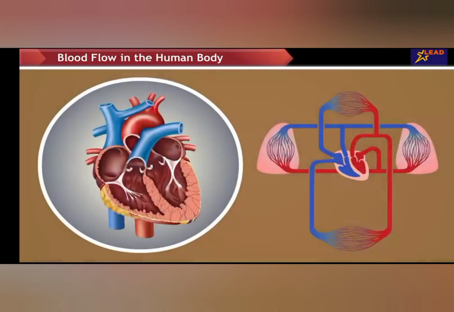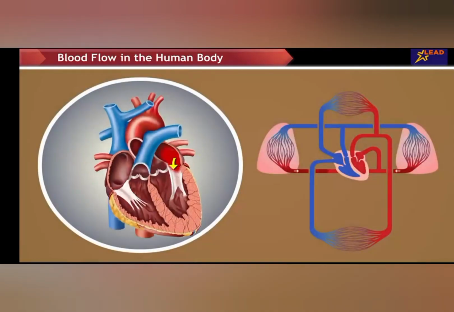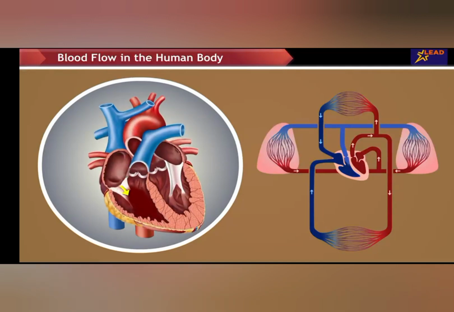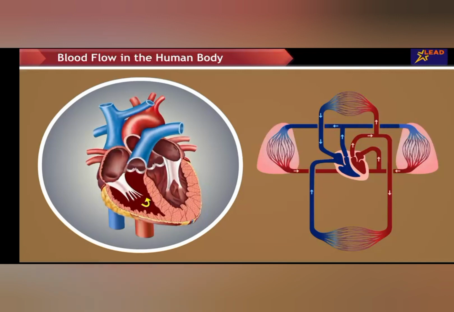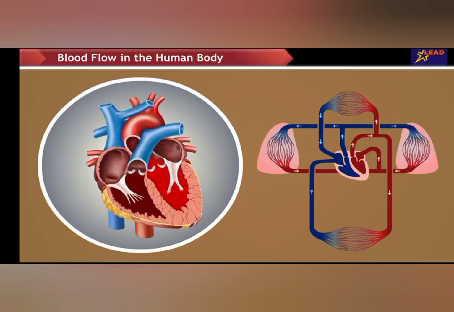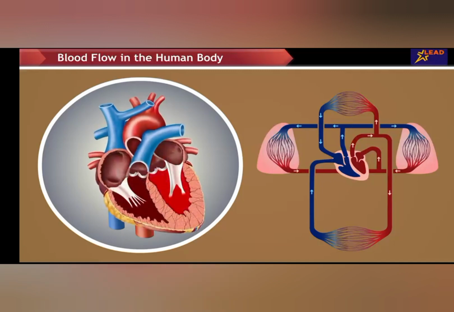In summary, oxygen-rich blood flows from the lungs into the heart. The heart pumps this blood to the other parts of the body. The carbon dioxide-rich blood flows from the other parts of the body to the heart. The heart pumps it back into the lungs. This cycle, in which the blood passes through the heart twice, is called double circulation.